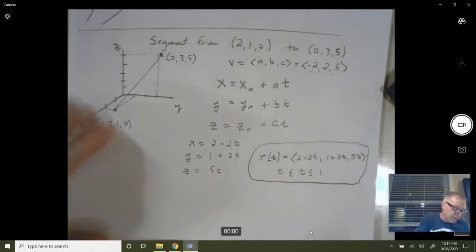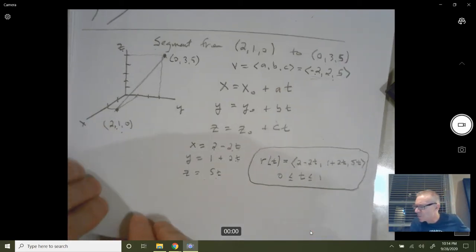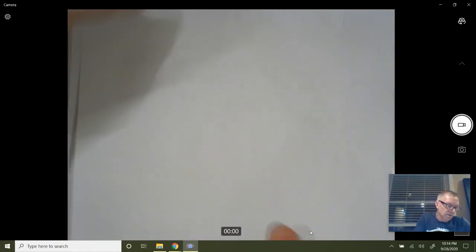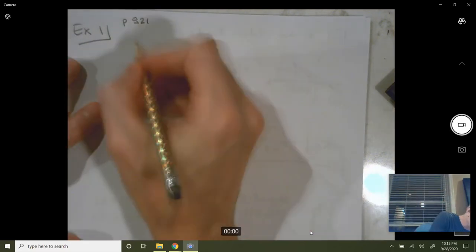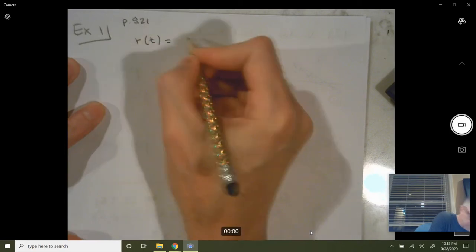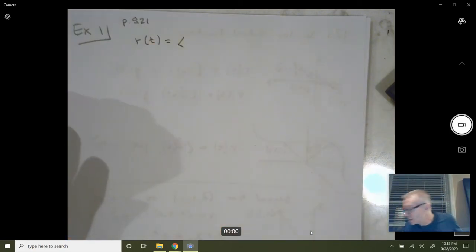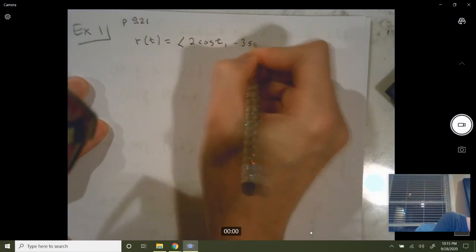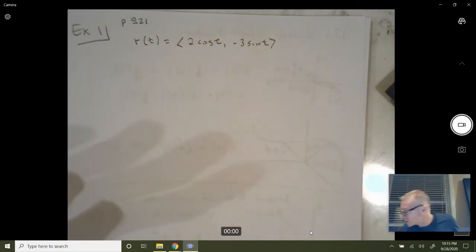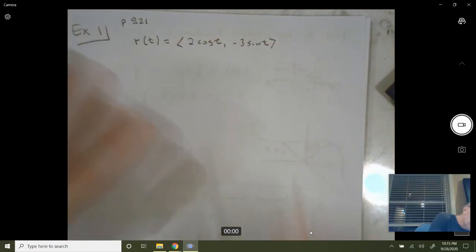Okay, I'm going to go through a couple more examples. We're going to do some examples from the book. Example 1 is sketching a plane curve. Example 1 says, sketch the plane curve. This is on page 821. Sketch the plane curve where your vector equation is r of t equals 2 cosine t, negative 3 sine t. This is just in 2 dimensions. It's on a plane. And t goes from 0 to 2 pi.